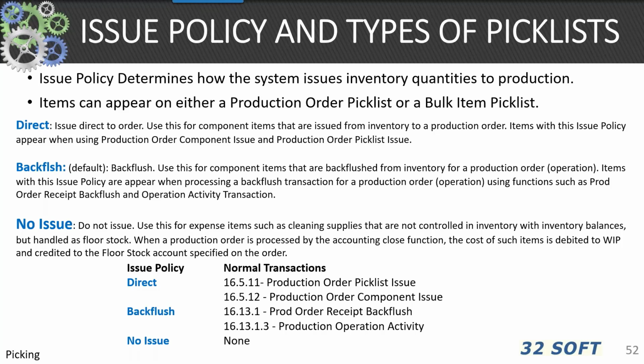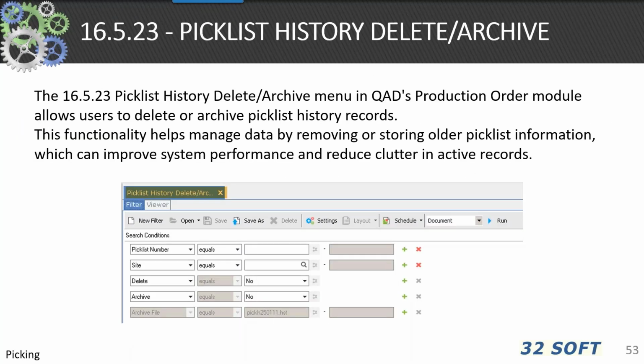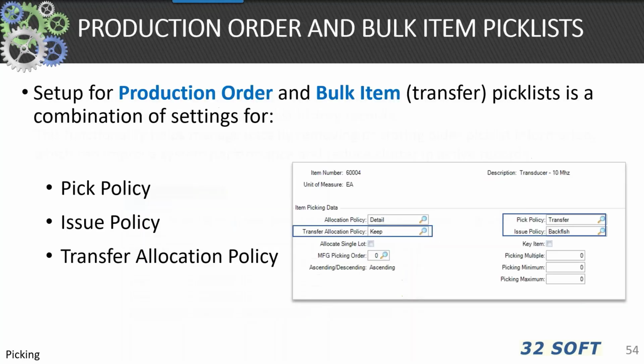Items can appear either on a production order pick list or a bulk item pick list. You can use 16.5.23 pick list history delete to clean up your records. You can get lots of pick lists out there. The cleaner you get, that simplifies investigation and control. You can set up production orders or bulk item transfers by a combination of settings for pick policy, issue policy, and transfer allocation policy. This requires some thought and imagination to test all inventory and manufacturing processes for your organization.